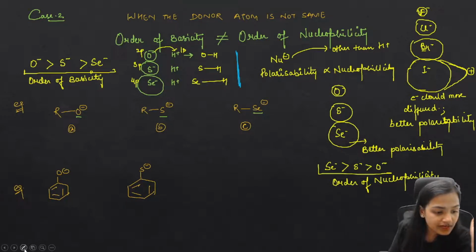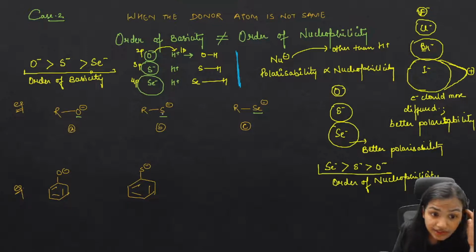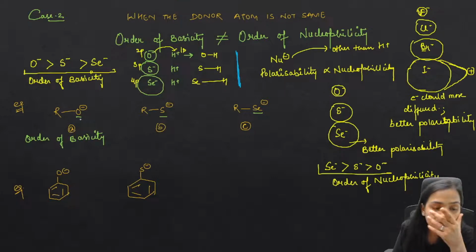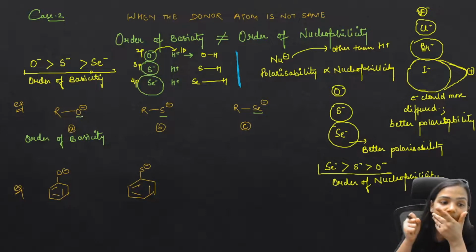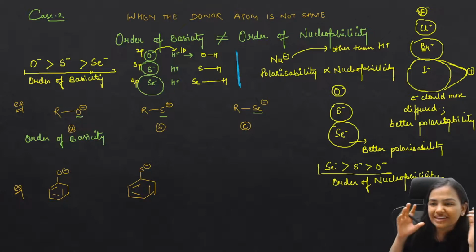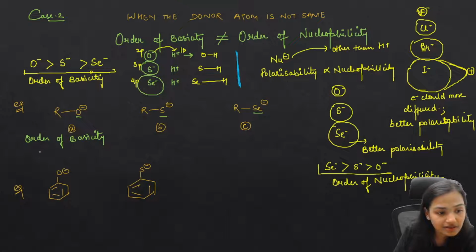Okay, so if I ask you for the answer to the given question, what would it be? RO negative, RS negative, RSe negative. So order of basicity is, basicity means if you have to form a bond with the proton, with the H positive, who will form a strong bond? O, because 2p and 1s will form a strong bond. Okay, because in the case of H positive, it's very clear that H is a 1s orbital. So here the answer will be A is going to be a better base, then B, and then C.